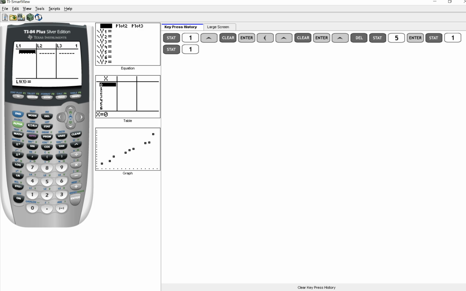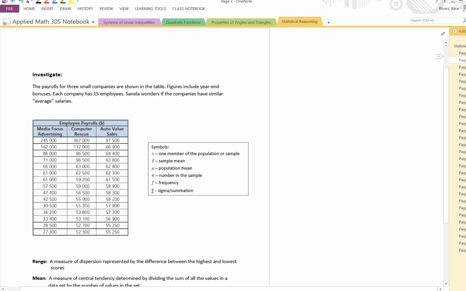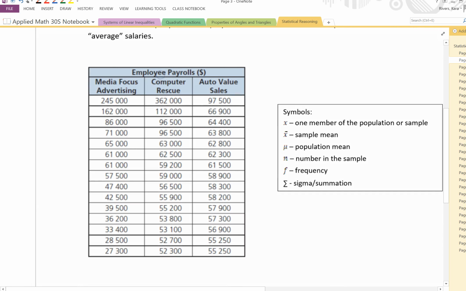Okay, so if we go back to our notes page and go back to our data here, I'm going to put all of this data into List 1. I'm going to put all of this data into List 2, and I'm going to put all this data into List 3. So I'm going to do that. If you want to hit pause on the video and take your time and carefully put all of that data into your list.